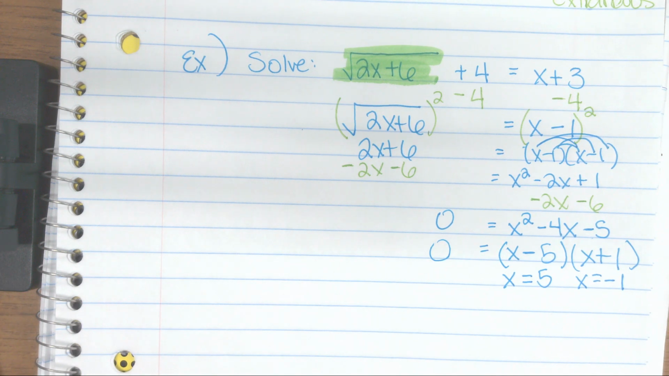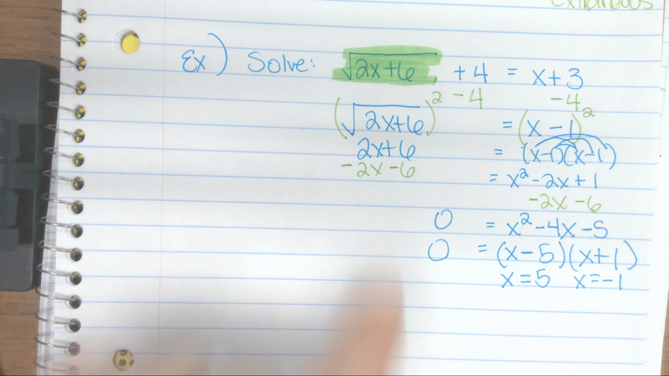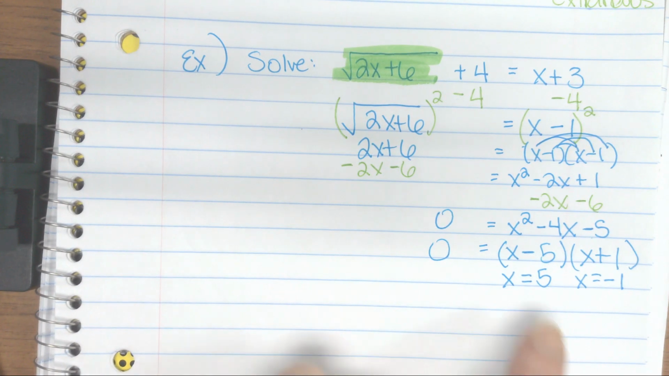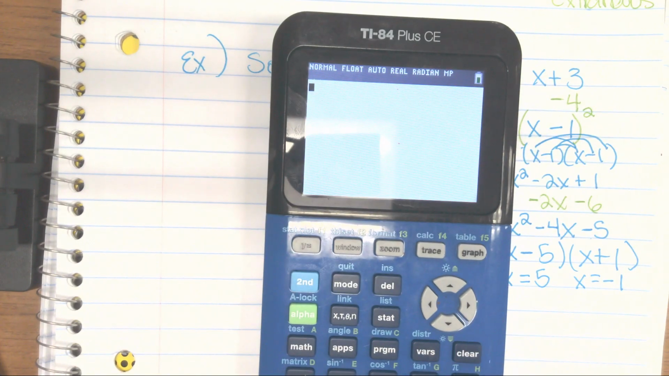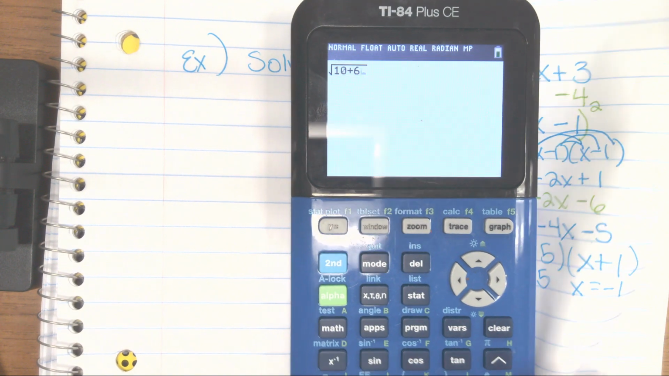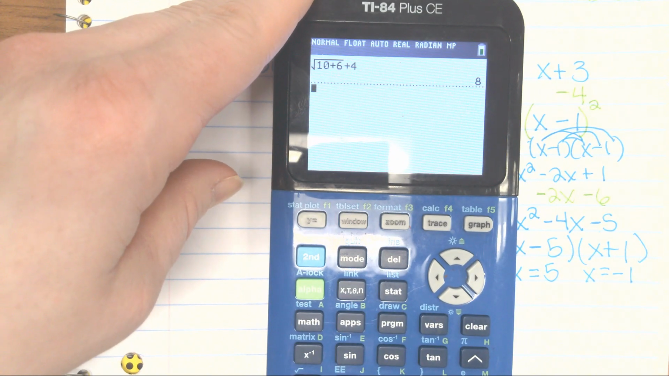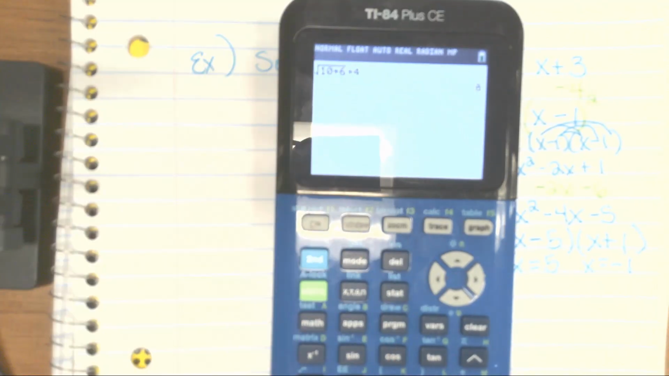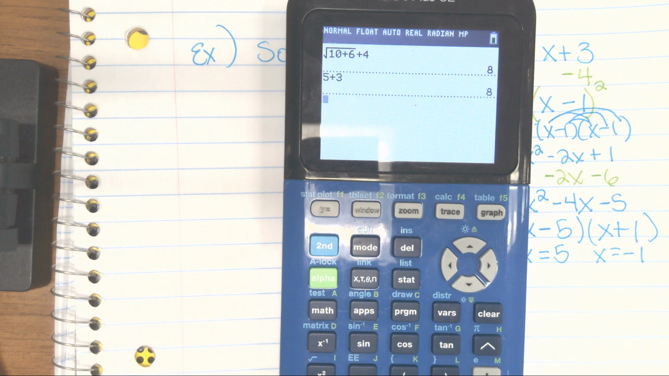Okay, let's just double check. So I'm going to double check with my calculator that they each work. And so what I'm going to do is I'm going to put them into both sides in 2 separate rows. So over here, this would be, what was it, 2 times 5, or the square root of 10 plus 6 on the side, and then plus 4, and I get 8. If I plugged 5 into the other side, I get 5 plus 3, which, okay, I know I didn't need to do that, but you're seeing what both sides equal 8. This one works.